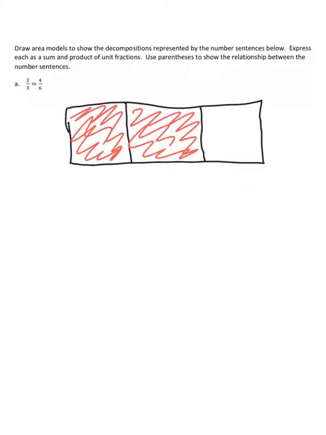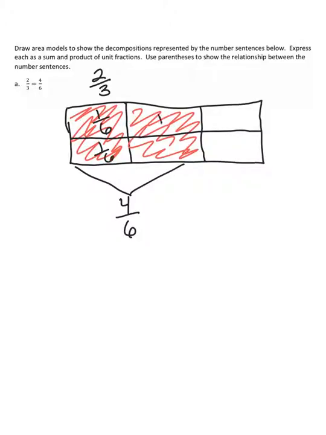So I'm going to make 2 rows, and I only need to put 1 line to make 2 rows. Now I am showing that this is broken up into 6, and 4 is colored in to show 4/6. So we first started off with 2/3, and then we ended with 4/6. So each one of these unit fractions is 1/6.